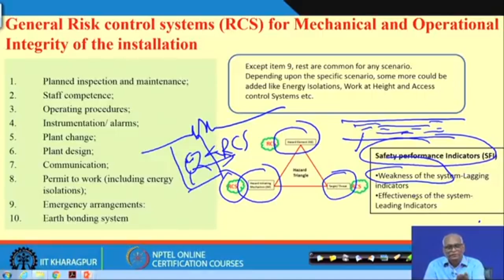Similarly, the effectiveness of the system, how effectively it is working, that we call leading indicators. By instituting a system of understanding, identifying, measuring leading and lagging indicators, using both and analyzing them, you will really achieve your safety performance. They are the real safety performance indicators.